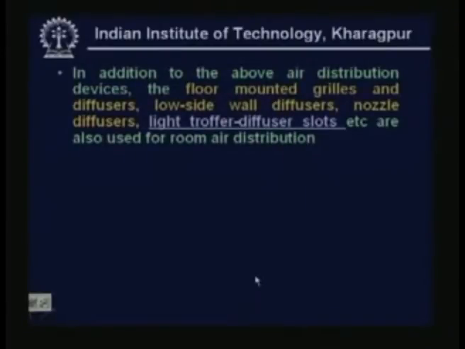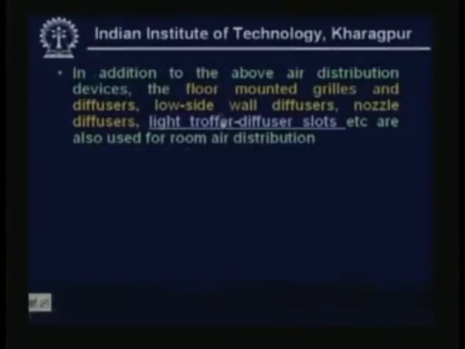In addition to the above air distribution devices, you can also have floor mounted grills and diffusers, low sidewall diffusers, nozzle diffusers, light troffer diffuser slots, etc. Of course, the most commonly used ones are the slot diffusers and the ceiling diffusers and grills and registers. But there are some special applications where you may have to mount the diffusers on the floor. Then you call them floor diffusers. You can also have low sidewall mounted diffusers. This also depends upon the application. For example, some of them are good for heating, some of them are good for cooling. So depending upon the specific application, we have to select a suitable outlet device.